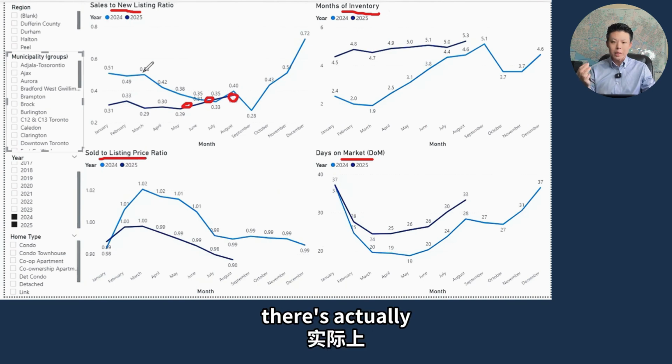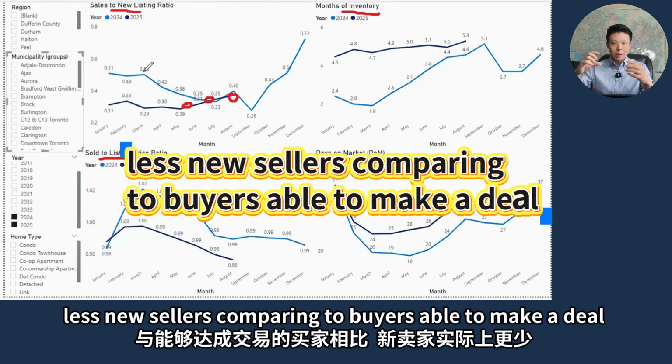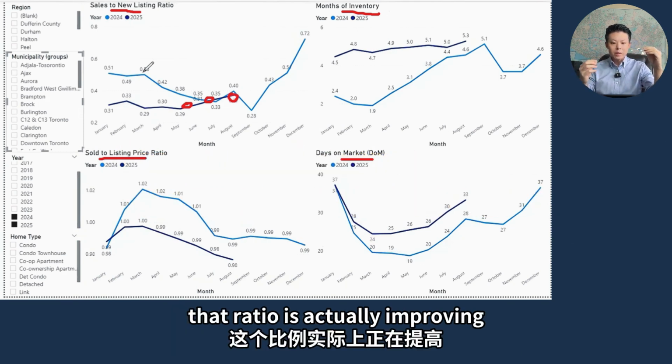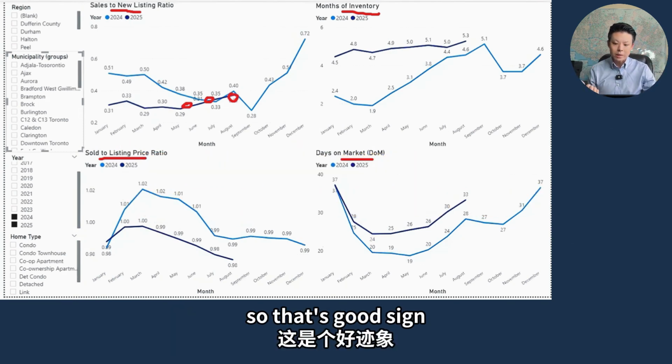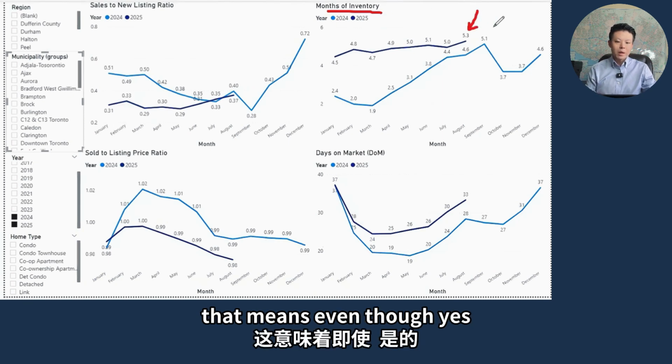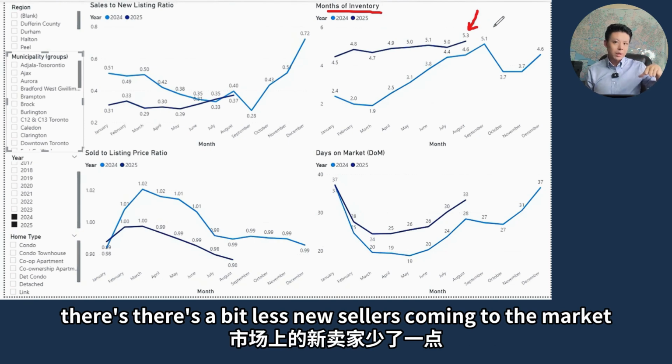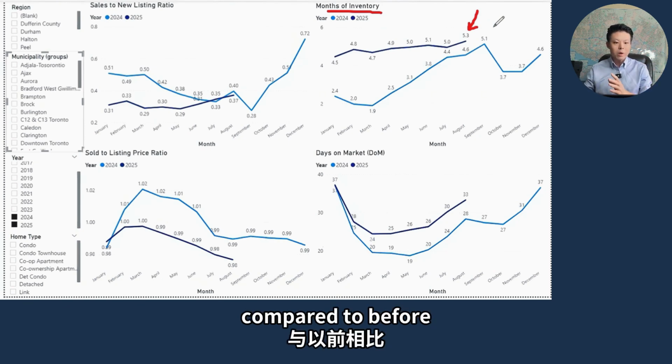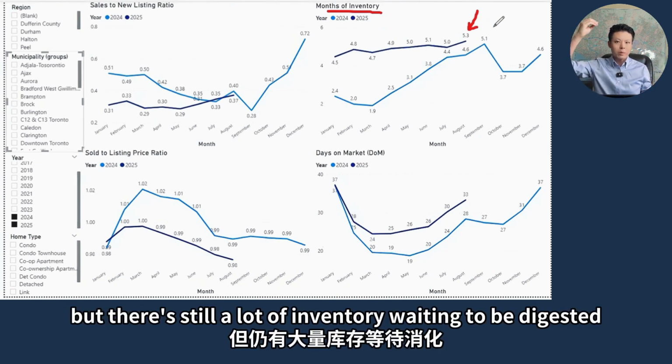That means there's actually less new sellers comparing to buyers able to make a deal. That ratio is actually improving, so that's a good sign. And the months of inventory is still pretty flat, slightly going up. That means even though there's a bit less new sellers coming to the market compared to before, there's still a lot of inventory waiting to be digested.